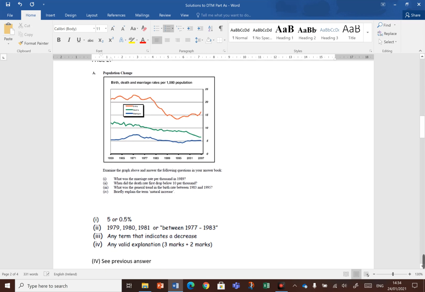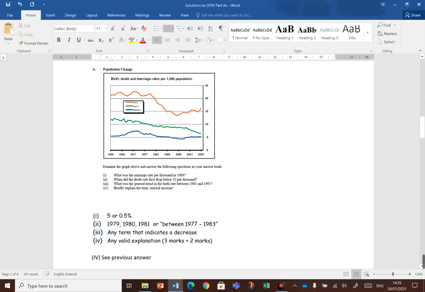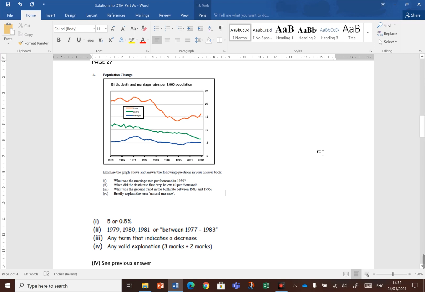Birth, death and marriage rates per 1,000 population. What was the marriage rate per 1,000 population in 1989? We need to go to, can I draw on this? Where's my pen? Anyway, here we go. There's 1989, and we're going to the marriage rate, which is blue, and it's on the line that's 5. So make sure that you're giving your answer as 5 per 1,000 population, which also works out at 0.5%. I wouldn't advise that you get into that, it's too complicated.